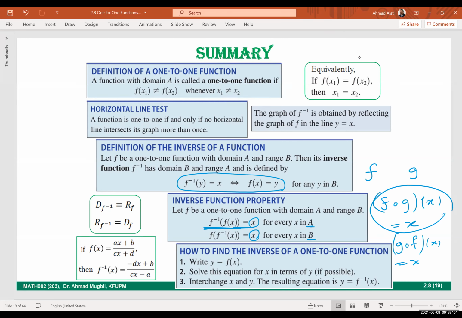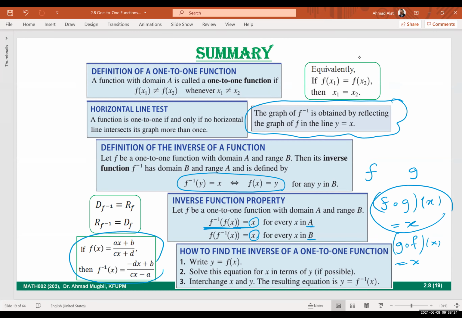Now, how to find the inverse? To find the inverse, you need to write f of x equals y, solve it for x, and interchange x and y. What is left from this summary, shabab, is only this part. We will take it today, inshallah. The graph of the inverse is obtained by reflecting the graph of the function, and vice versa. This part I also showed you yesterday.